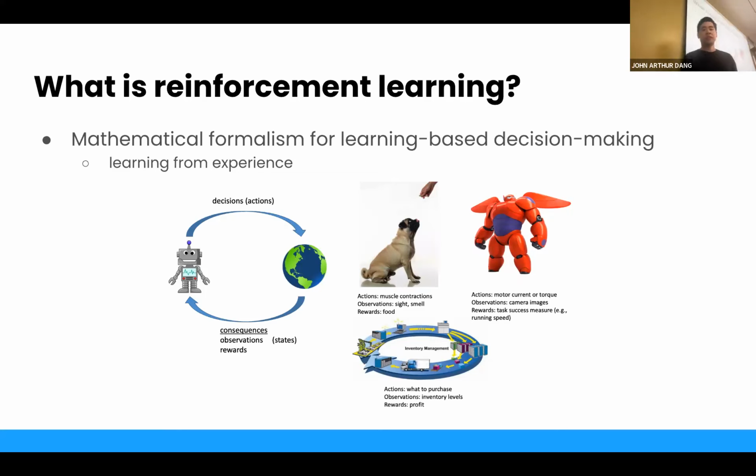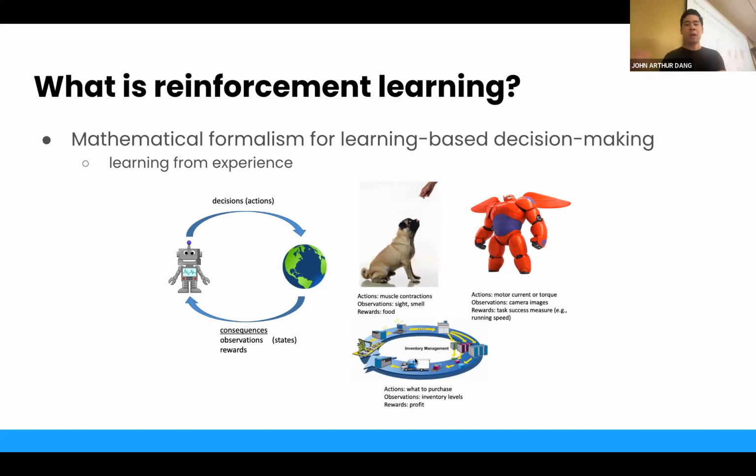To give some more concrete examples of what this formalism might look like, if you're training a dog to do some tricks, the actions the dog might take are muscle contractions. The observations the dog has might be the sight, smell, and other commands that you give to the dog. And the rewards the dog might receive are food or other kinds of treats from the owner. For a robot, the action space might be the motor torques applied to move the joints of the robot in order to do specific tasks. The observation space might be camera images or other sensor input on the robot. And the rewards might be some measure of task success, like whether it's able to pick up some object that you want the robot to pick up.